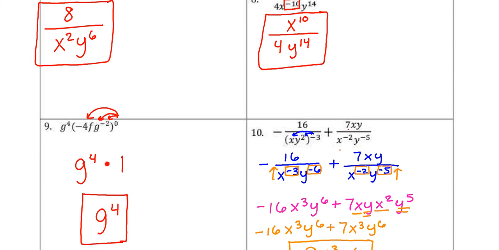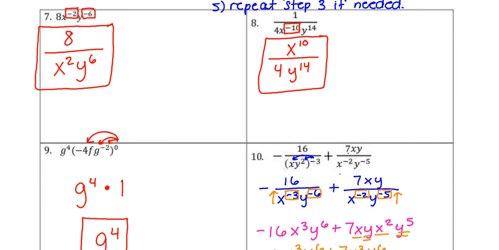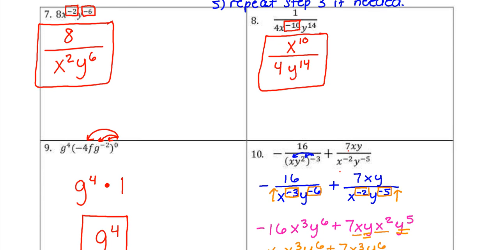The only work that I really showed for these problems is boxing my negative exponents. So in number 7, I boxed the negative 2, the negative 6. That reminded me to bring them down. And that was it. In number 8, I boxed the negative 10 on the x, brought it up. And again, that was it.